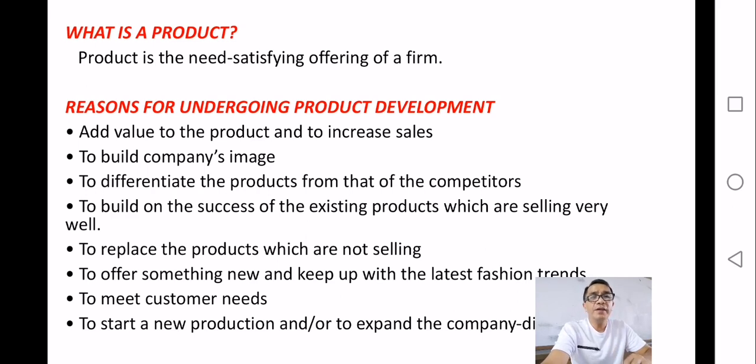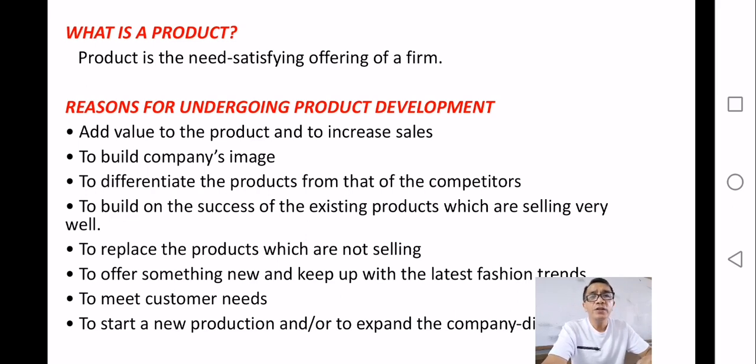And we have here the reasons for undergoing product development. One, add value to the product and to increase the sales. So remember in the last section, innovation, we introduce something new. So when we introduce something new, we increase the value of the product. Not in terms of the price per se, but we are trying to remake the product so that the customers will treat it to be of higher value. And of course, as entrepreneurs, one of our main goals is always to increase our sales.